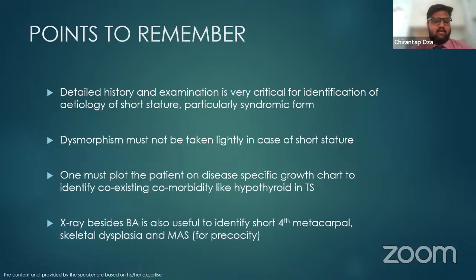And X-ray is useful besides bone age assessment to identify short fourth metacarpal, skeletal dysplasia, and McCune-Albright syndrome, which is a cause of precocious puberty.